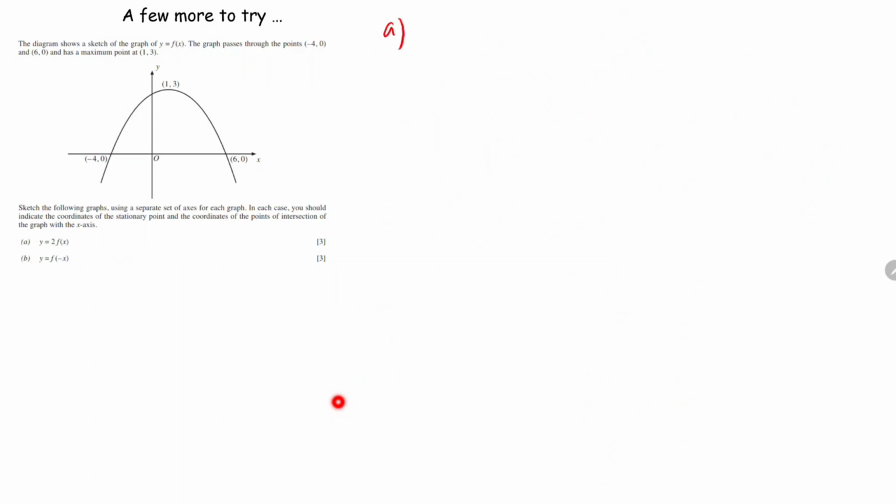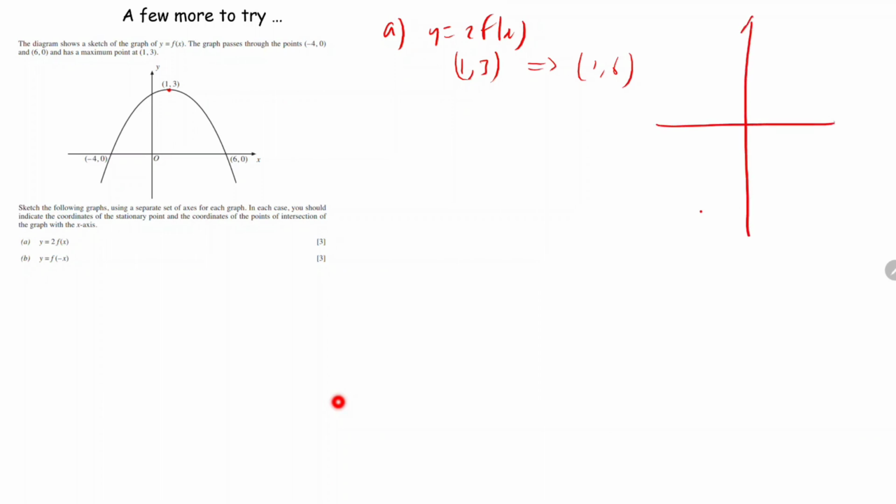Let's go through this one very quickly. So we've got y equals 2 f of x. It's going to stretch our y coordinates. So the only one that's going to be affected here is the 1, 3. That's going to give us the new coordinates 1, 6. So our roots are going to remain in the same place at -4 and 6. But the new maximum point is going to be at 1, 6. So our graph is going to do something like this.